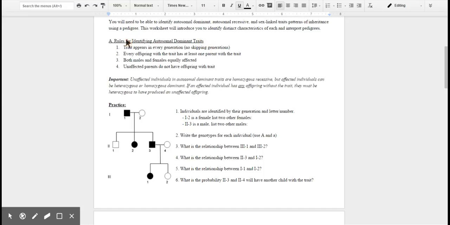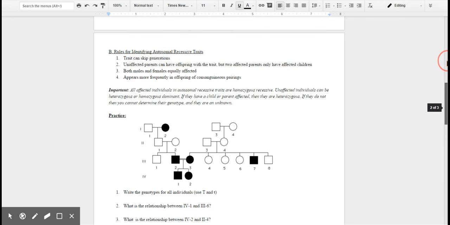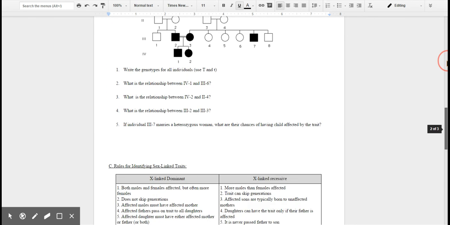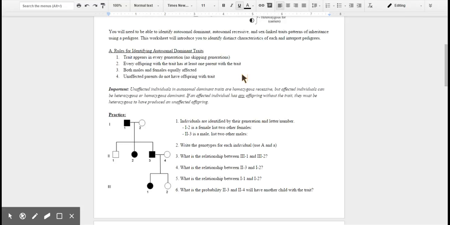What you'll find in each section, so here's dominant in A, B is recessive, and C is sex-linked. The first thing I've given you is rules. These are rules for if you're looking at a pedigree, and again, at the beginning I'm telling you right here in A, this is a pedigree of a dominant trait. These are the rules for if I don't tell you. So if I just give you a random pedigree and I say, hey, tell me if it's dominant, recessive, or sex-linked, look for these rules. So if you see the trait in every generation, if you see that every offspring has at least one parent with it, both males and females equally affected, and unaffected parents don't have offspring with the trait. If you go down the list and it's true of the pedigree, those are signs that it's a dominant trait.